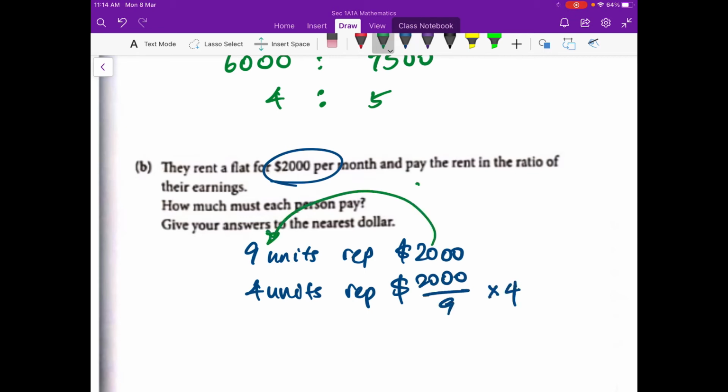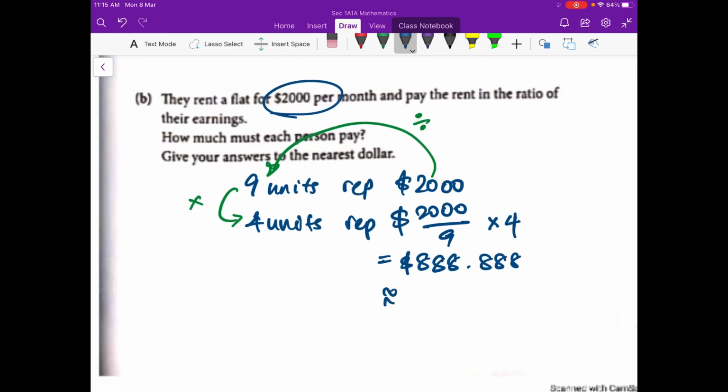This way, divide, then multiply. And the value is 888.888. Well, they wanted us to round to the nearest dollar. That will give us 889. So Alfred pays this amount, $889 on average, rounded off value.